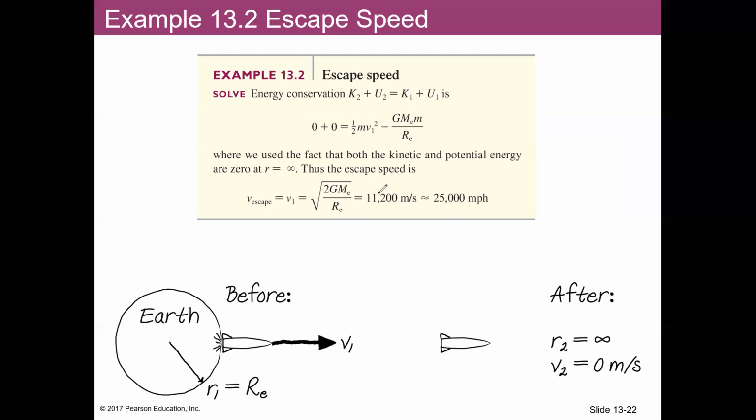A note for when you're plugging these things into Mastering Physics, please use the numbers in the book. There's a table of astronomical data that's here somewhere. Should be in the slides here, but it's certainly in the textbook. Please use the numbers in the textbook.